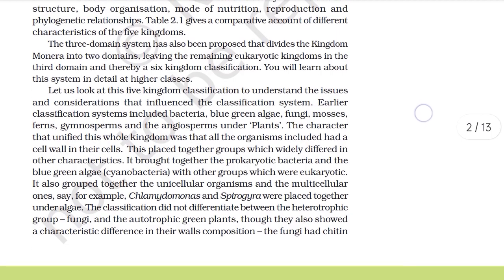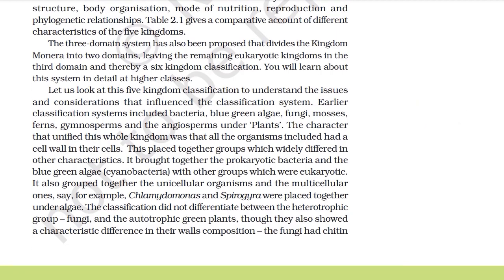The three-domain system has also been proposed that divides the kingdom Monera into two domains, leaving the remaining eukaryotic kingdoms in the third domain, and thereby a six-kingdom classification. You will learn about this system in detail in higher classes. Let us look at the five-kingdom classification to understand the issues and considerations that influence the classification system.